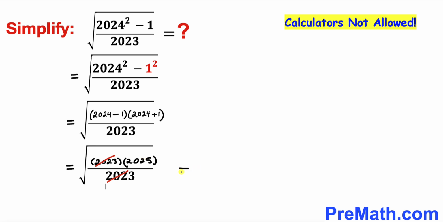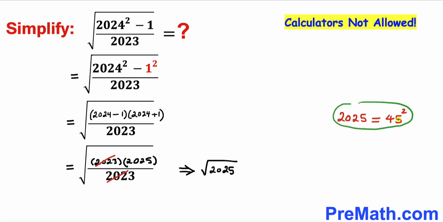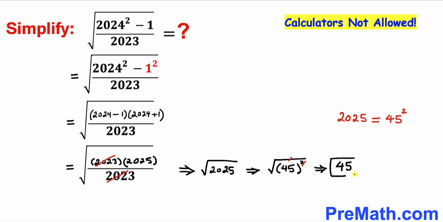So therefore we are ended up with the square root of 2025. And we know 2025 is a perfect square. In other words, 2025 is same as 45 squared. So therefore, we can write this one as the square root of 45 squared. And now we can see this square and square root cancel each other out. So therefore, we are ended up with 45 as our simplified answer.